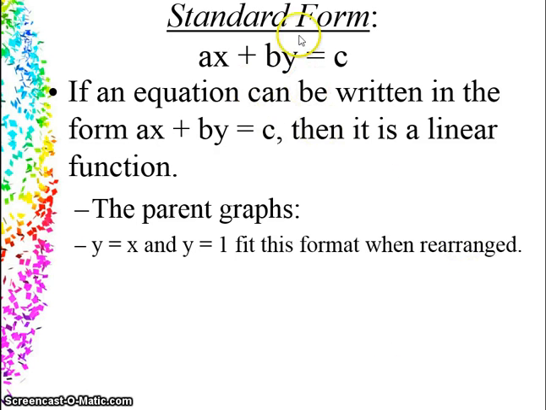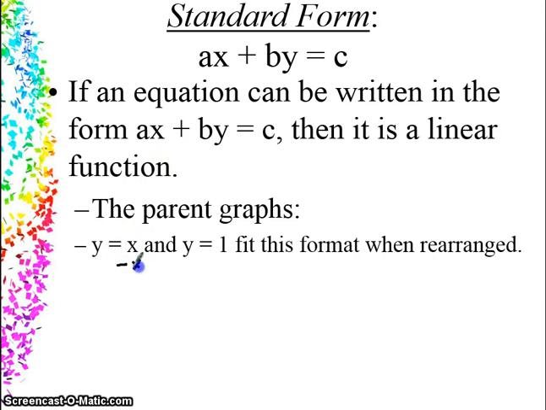Now, a little bit more information about standard form. Here's the big idea. If an equation can be written in the form ax plus by is c, then it is a linear function. Your parent graphs y equals x and y equals 1 fit this format when you rearrange them. And you can understand that because if you graph them, y equals x passes the vertical line test and is a straight line, and y equals 1 is a horizontal line and likewise passes the vertical line test and is a straight line.